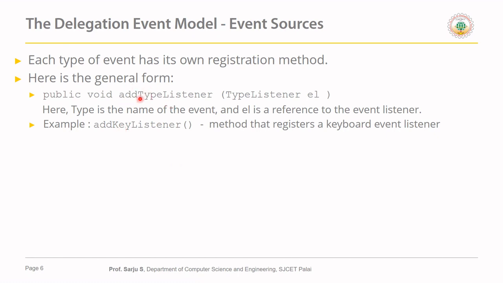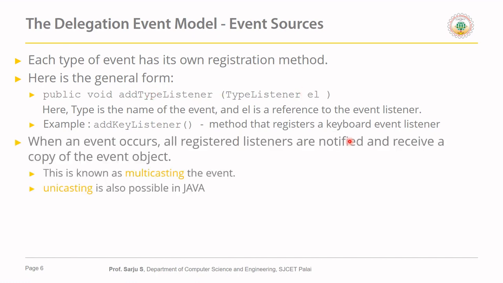Add, then we have to specify the type of the listener. If it's a keyboard listener, key listener. If it's a text box listener, then text listener. So the type of the listener is specified here, and EL is just an object. When an event occurs, all registered listeners are notified and receive a copy of the event. And this is called the multicasting method.